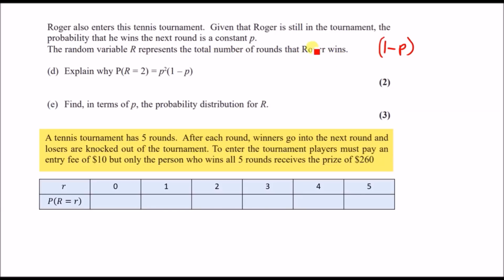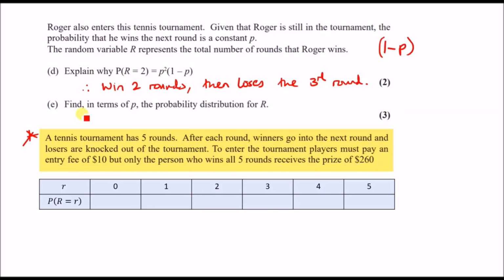All right, cool. D. Explain why the probability that R equals 2 gives you that result. Well, what this is telling us is that he's won twice, p times p, and then he loses. So this literally means that Roger wins 2 rounds, then loses the 3rd round. Now, if you want to understand why it's like that, recall this first paragraph here.